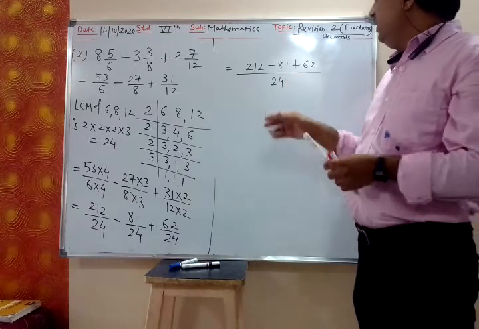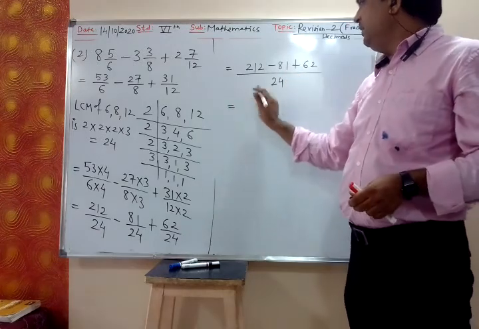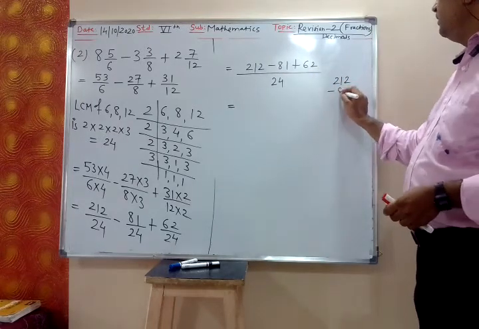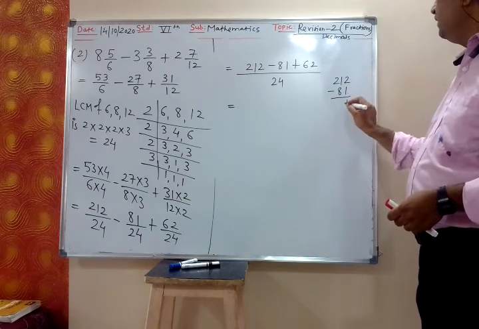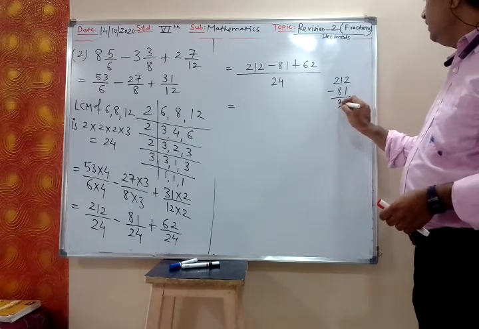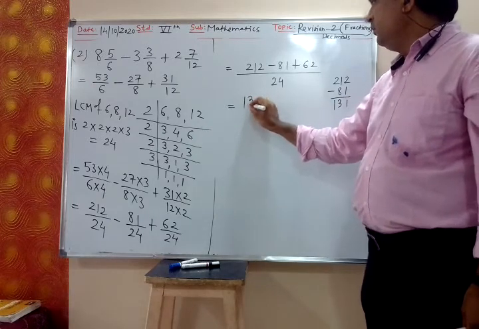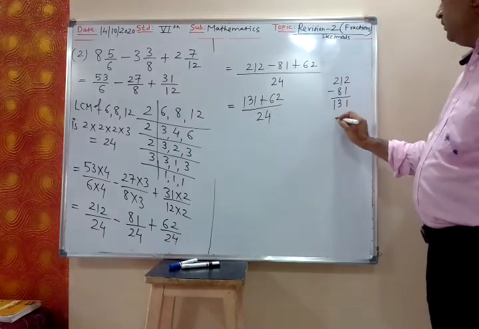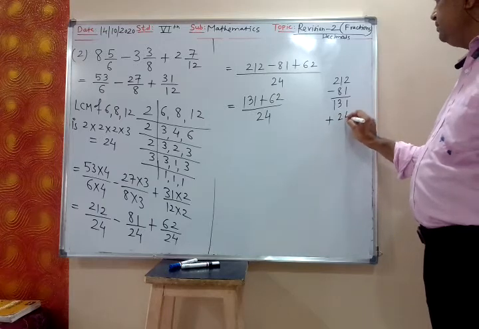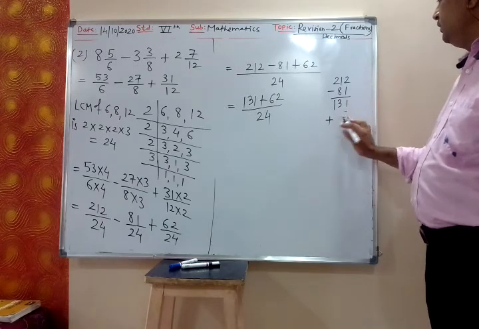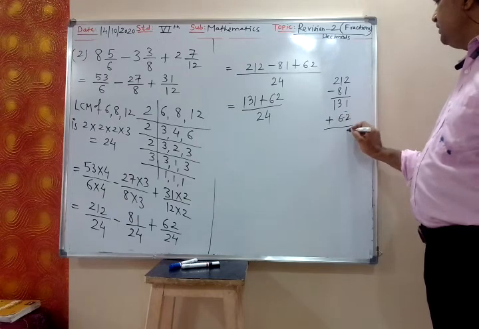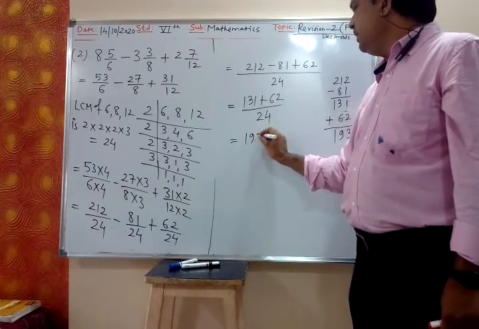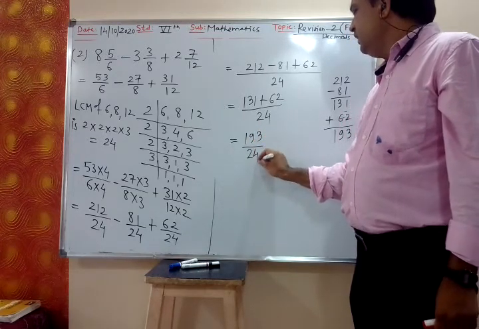So now let us simplify. 212 minus 81: 2 minus 1 is 1, 11 minus 8 is 3, so 131. 131 plus 62 upon 24. Now to 131 I have to add 62: 2 plus 1 is 3, 6 plus 3 is 9, so 193. So the answer is 193 upon 24. And this is the answer.